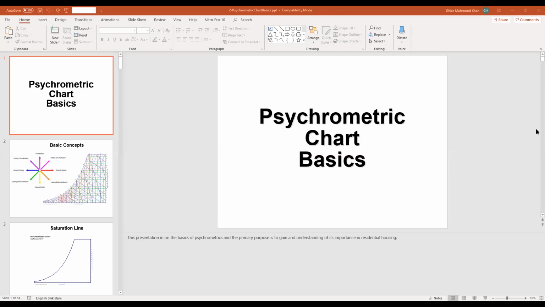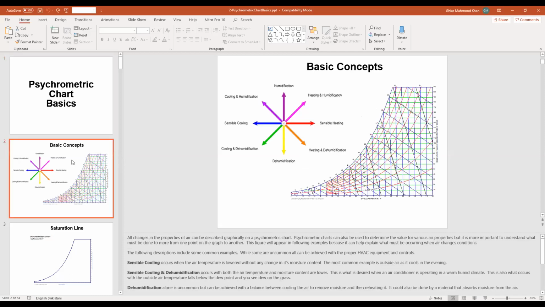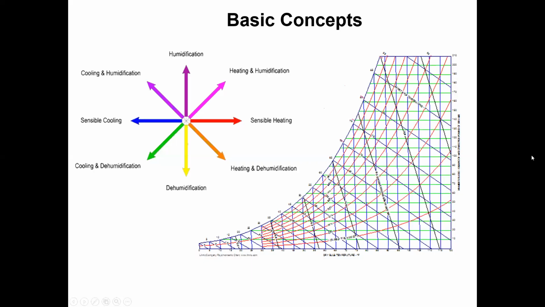Hi guys, today we are going to learn how to read the psychrometric chart and how to get values from it. This chart is very important for the design of heating and cooling loads and for designing the air conditioning system of any building.